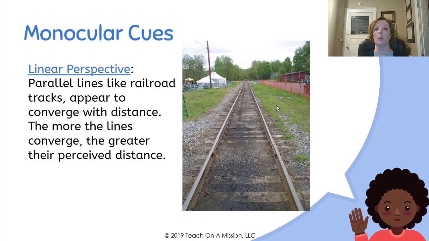Another type of monocular cue is linear perspective. So think about when you are looking at a road or a railroad. It looks like the lines appear to converge in the distance, even though they don't. The more the lines converge, the greater their perceived distance. So if they come to that narrow point fairly quickly, it looks like that point is far away.